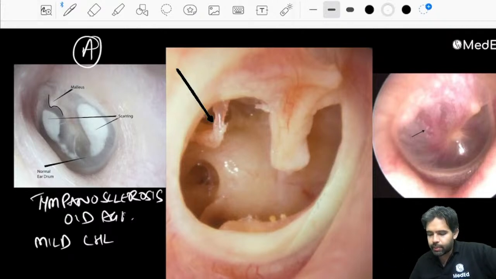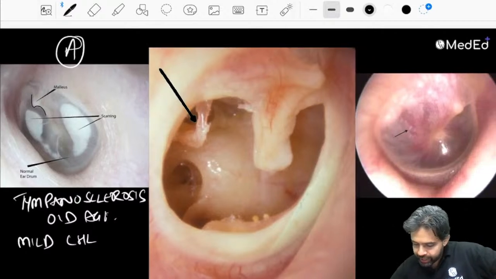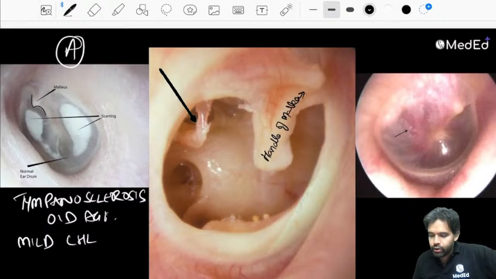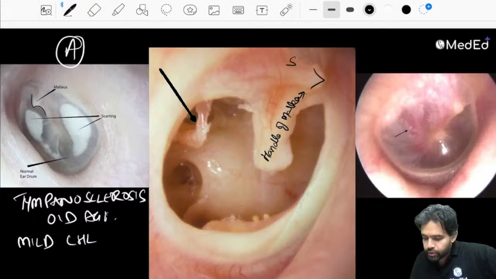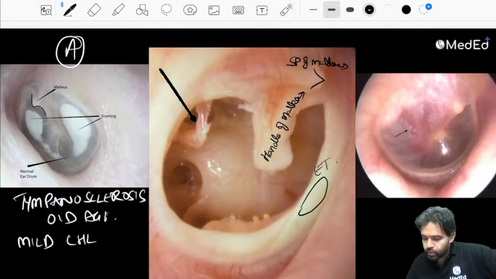This over here you can see is a subtotal perforation, and here are the structures that can be asked for you to be marked in your exams. So this is the handle of malleus. Now can you tell the side in this? You can see the short process of malleus, right? So here you would see the eustachian tube opening. We cannot see it right now because the annulus is intact, but otherwise here you would see the eustachian tube opening.